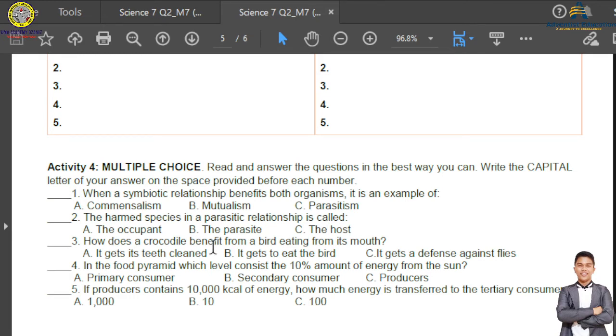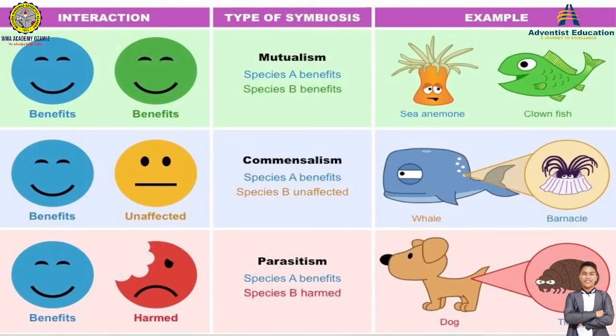Number 3: how does a crocodile benefit from a bird eating from its mouth? It gets its teeth clean, it gets to eat the bird, or it gets a defense against flies. The answer here can be letter A or letter C, but the answer here is letter A. So number 3 is letter A. That is what symbiosis is all about.